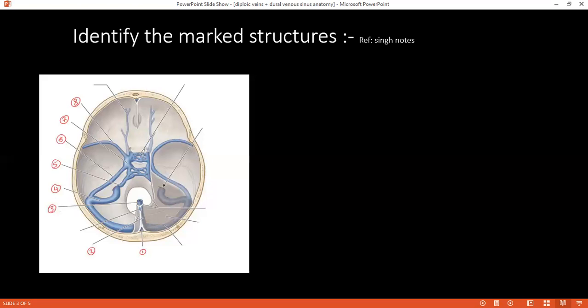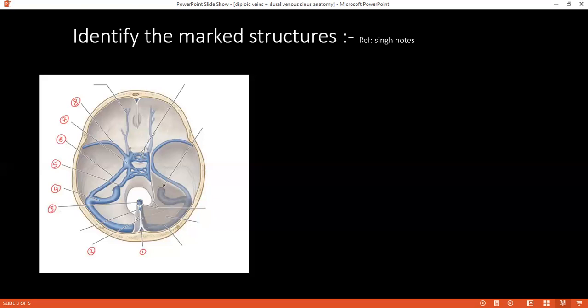Then the straight sinus is present in the superior border of the tentorium cerebri. And the straight sinus here is the line beside number 2, which is not labeled, ma'am. Okay. And then there is the occipital sinus, which is present on the inner surface of the occipital bone. Then there is the sphenoparietal sinus that is labeled as number 8. Okay. On the lesser wing of sphenoid, inferior petrosal sinus is number 5 and superior petrosal sinus is number 6. Okay. On the petrosal part of temporal bone. And then the transverse sinus is present in the inner aspect of occipital bone.